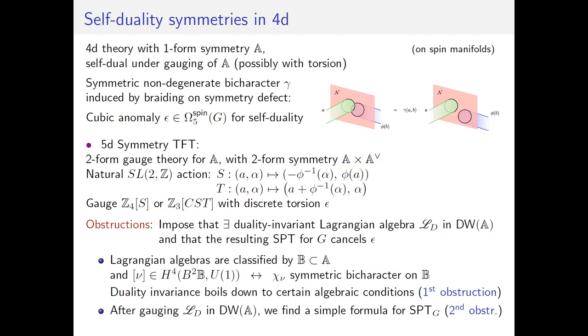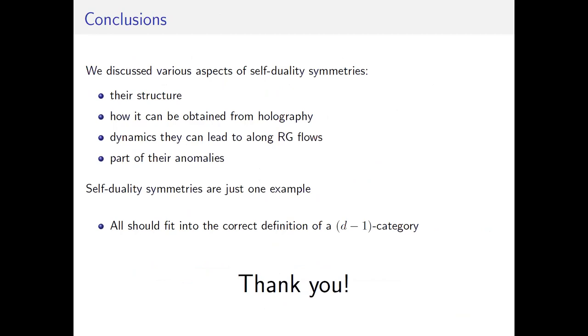Now, I didn't have time to explain this very well because of lack of time, but we tested this in some examples, and for instance, it matches the information that was known for this example. But let me conclude. So what I did was to discuss various aspects of self-duality symmetries, in particular the structure, how they can be obtained from holography, the type of dynamics that they can lead to along RG flows, and how to describe at least part of their anomalies.